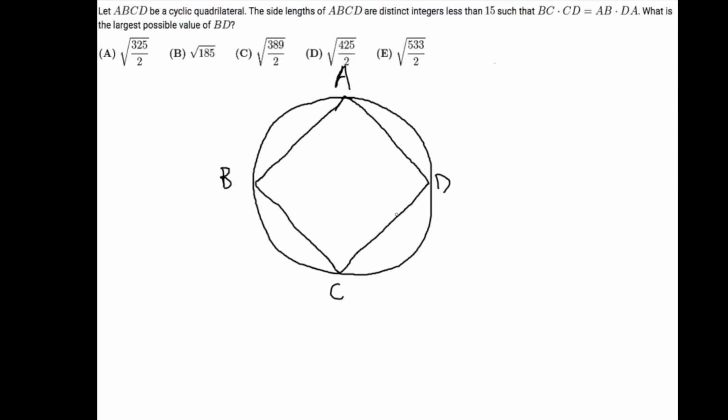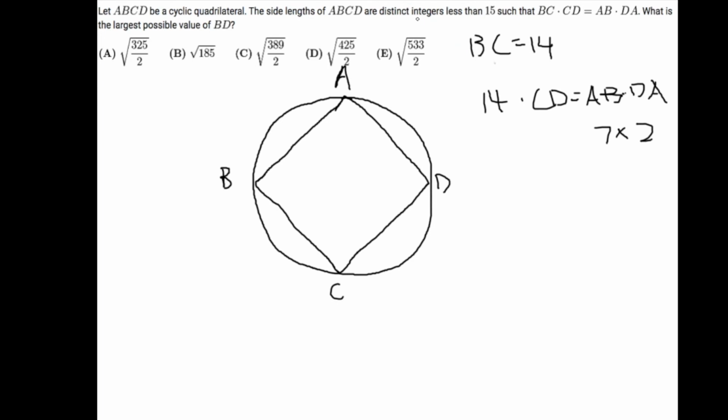To maximize the value of BD, we also have to find the maximum value of BC, CD, AB, and DA. However, they all have to be less than 15, so we can just try out some values. For example, let's say BC is 14, since that's the largest integer that's less than 15. So if BC is 14, we have 14 times CD equals AB times DA. Having a 14 on the left side means that we have to have a factor of a 7 and a factor of 2 on the right side.